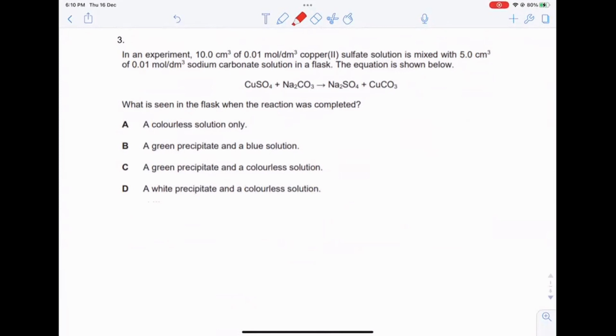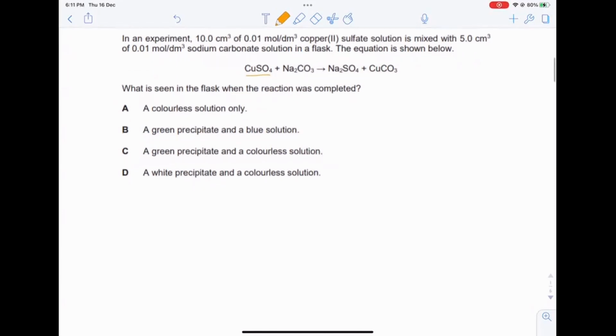So for this one, I'm going to tell you something that's very useful, okay? Just now, Lincoln was asking me, how do you know what color these copper compounds are? That's very easy. You just need to know these few. Firstly, copper metal. What color is copper metal? Blue? You sure? No, copper metal?